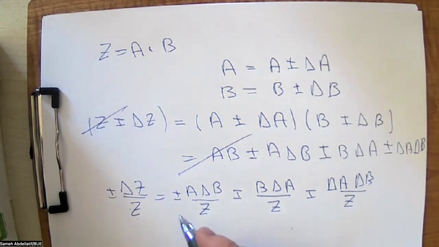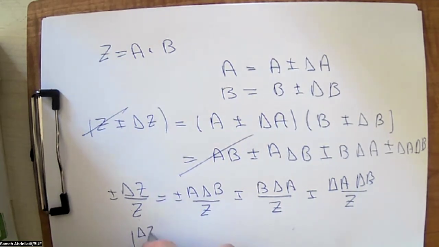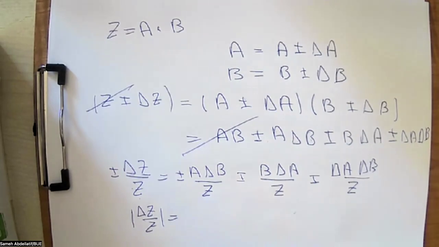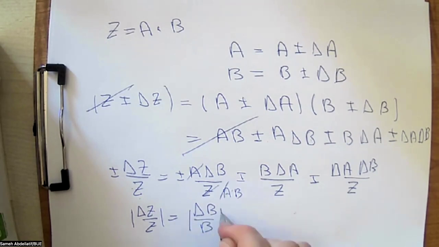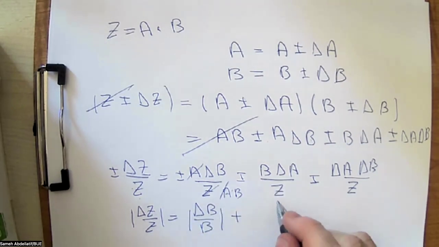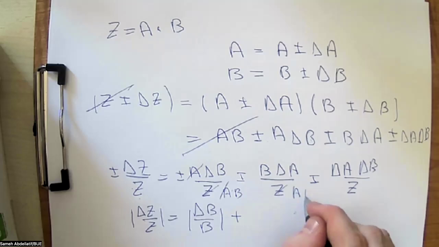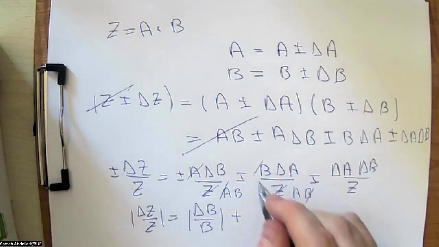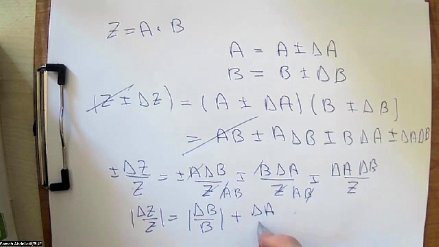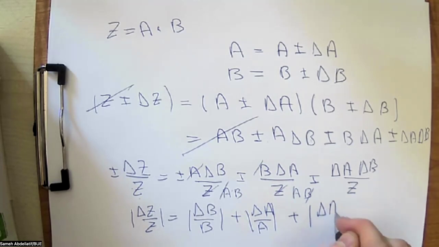So if I take the absolute of everything, I can say delta Z over Z equals, since Z is A times B, A will be cancelled with A, and it ends up with delta B over B as an absolute. Plus, similarly here, Z is A times B, B will be cancelled with B, and it ends up with delta A over A as an absolute. And here we have delta A delta B over Z.